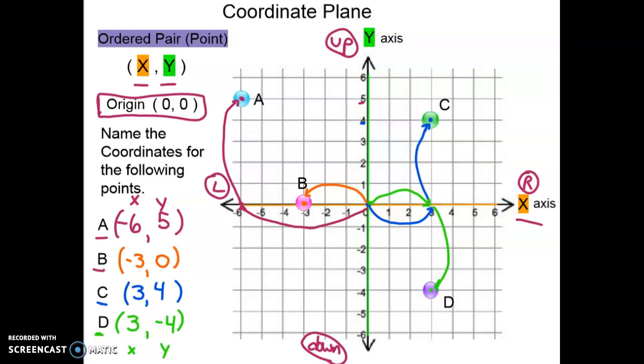We always have to, when we're naming a point or plotting a point, remember that the first set of directions is always the left to right on the x-axis, in the x direction. The second one is always the up and down for the y. Okay, hope this helped, guys.